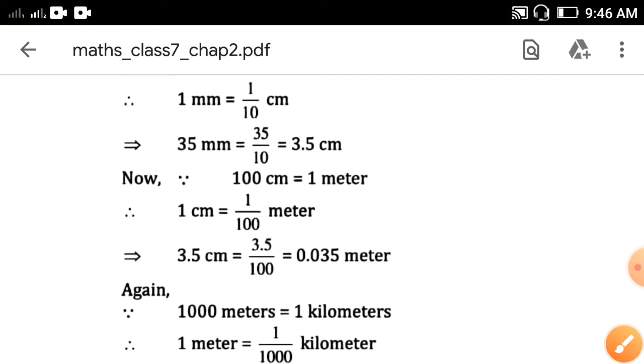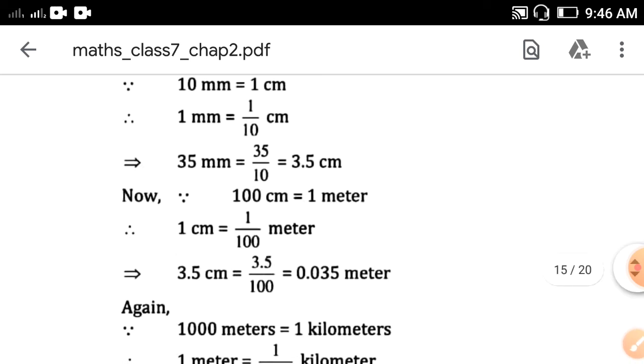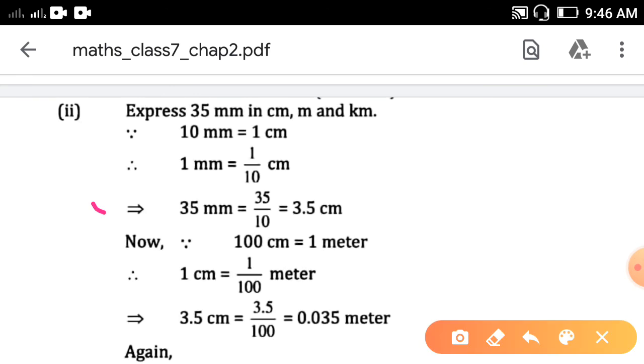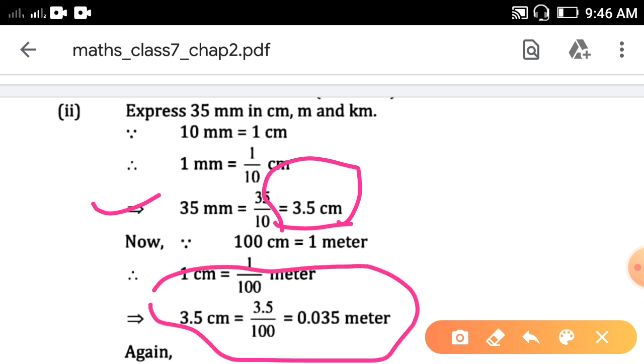Here in this example, what is written? First, millimeter to centimeter. Okay, look here, millimeter to centimeter. So divide by 10, you get the answer 3.5 centimeter. Now this 3.5 centimeter you convert into a meter, so you have to divide by 100. Understood? So it is 0.035 meter.